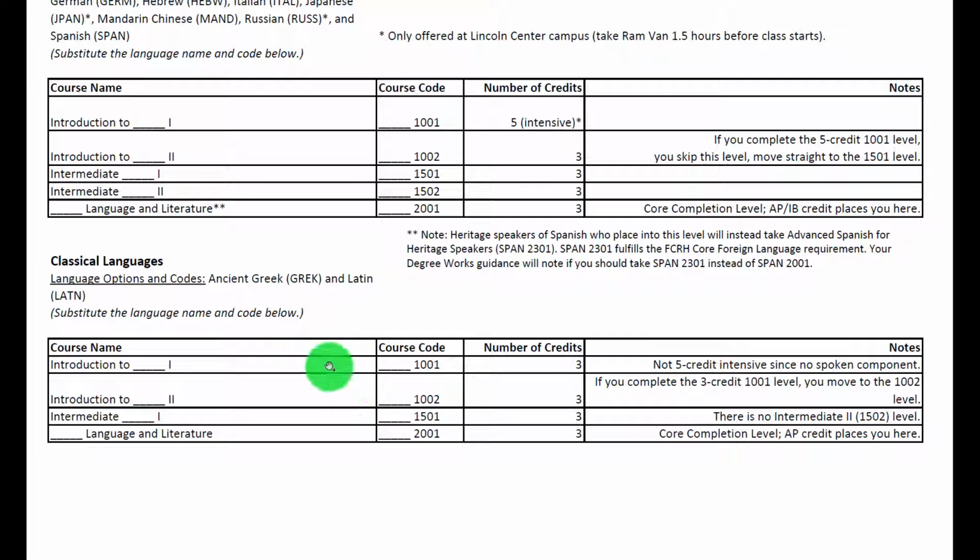And the final level for Ancient Greek and Latin is just like the modern languages, the Language and Literature level, which is numbered 2001. So for Ancient Greek, it would be Greek 2001, also a 3-credit course, and is the core completion level. Again, if you do have AP Latin credit, that would place you into this level, and you would take this course, LATN 2001, in the fall.